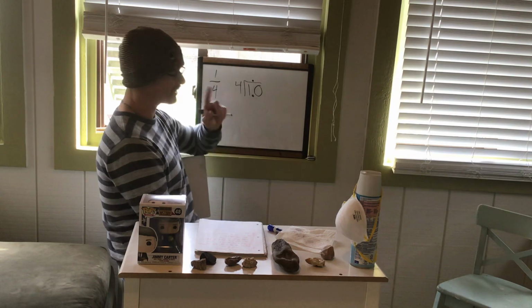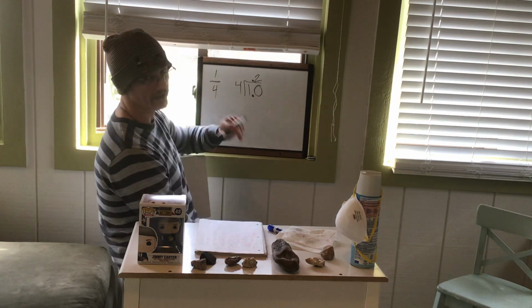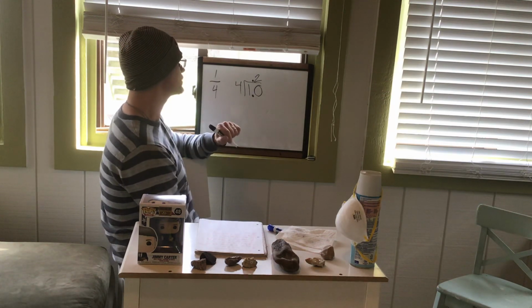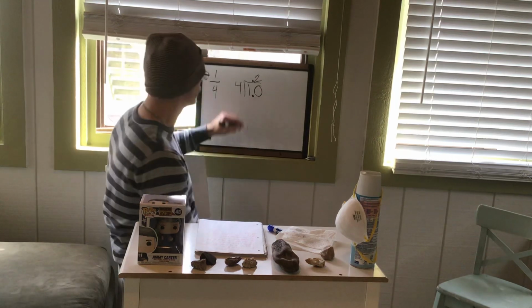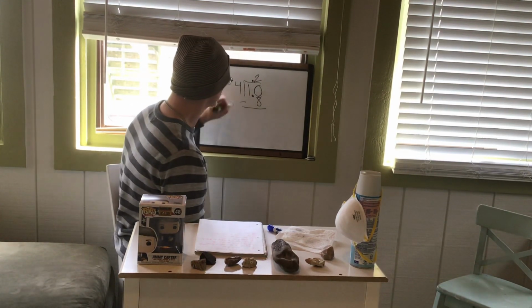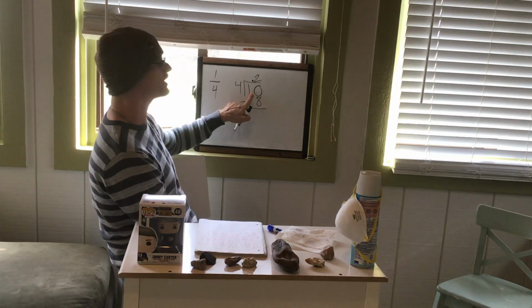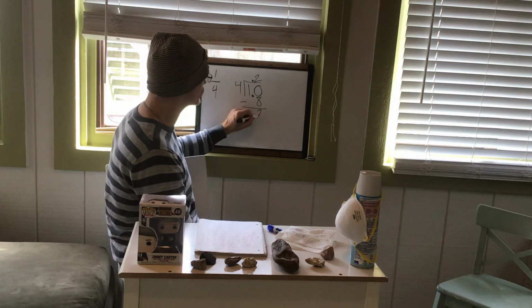Have you guessed? That's right, 2. Because 2 times 4 is 8, and that's as close as you can get to 10. If you did 3 times 4 is 12, and that's too big. So 2 times 4 is 8. We put an 8 here, and then we're going to subtract. Remember, we're pretending like the decimal is not here. So this is 10 take away 8, which is 2.